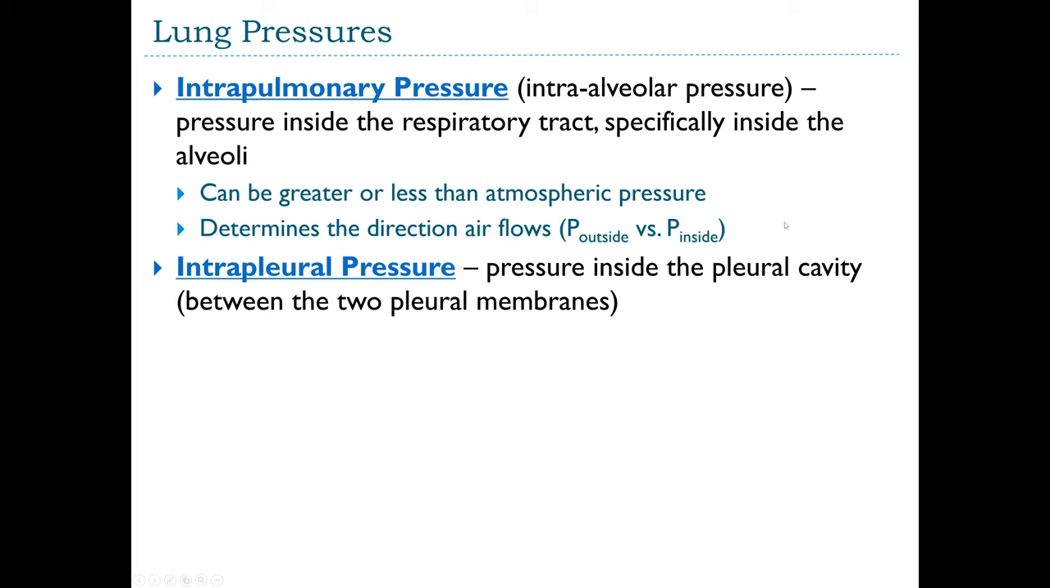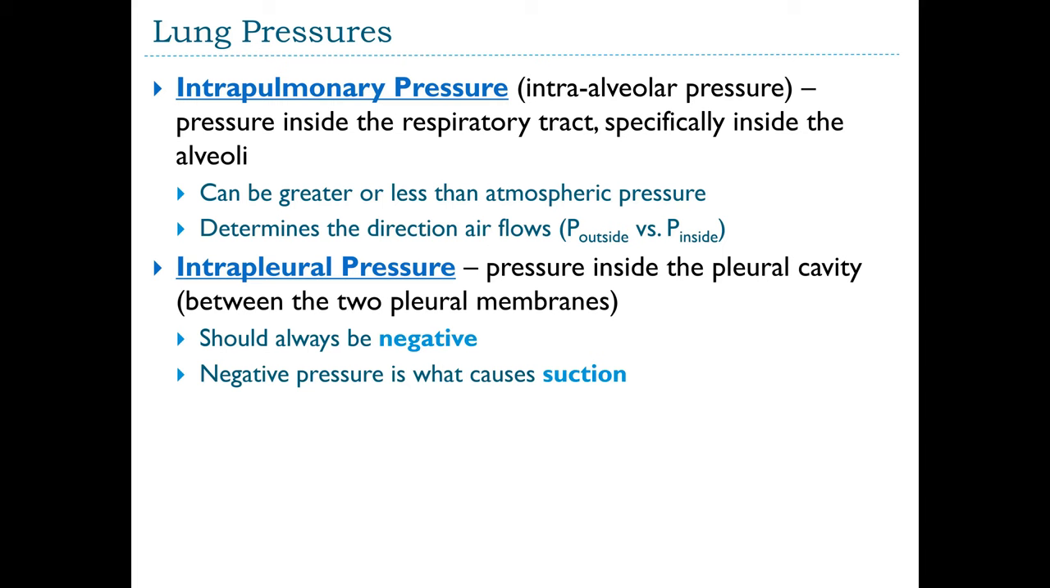But there is also an intrapleural pressure. This is the pressure inside the pleural cavity between the two pleural membranes. The intrapleural pressure, in contrast to the intrapulmonary pressure, should always be negative, or less than the atmospheric pressure. Negative pressure is what causes suction.